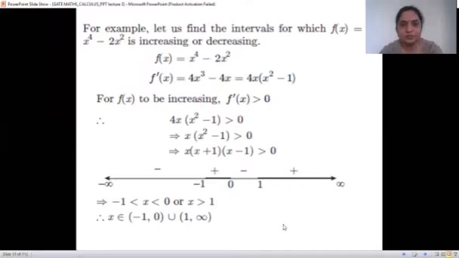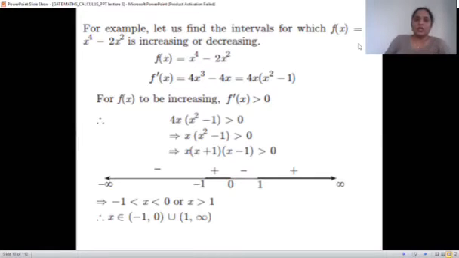For example, let us find the intervals for which f of x is equal to x raised to 4 minus 2x square is increasing or decreasing. So you have f of x equal to x raised to 4 minus 2x square. Then the condition says we have to find f dash of x. f dash of x is 4x cube minus 4x. Here 4x is common, take it outside: 4x into x square minus 1.